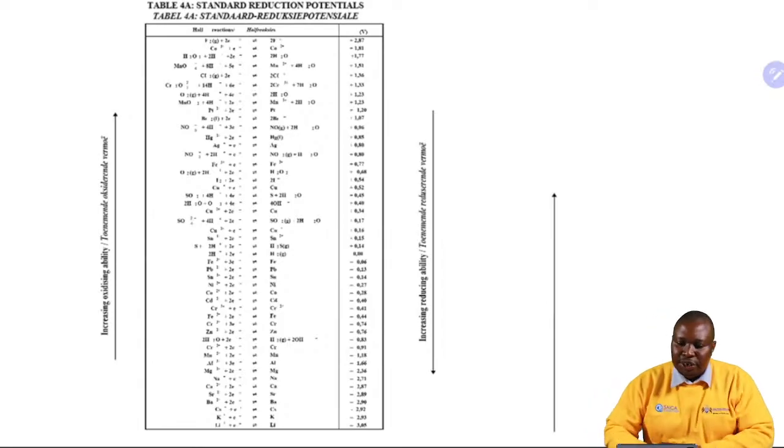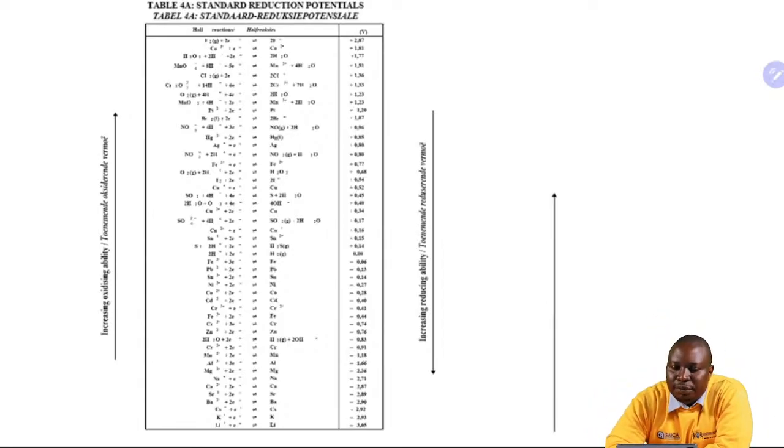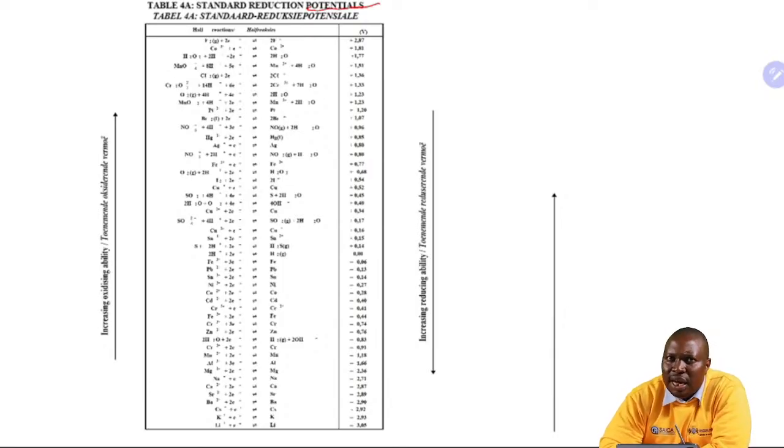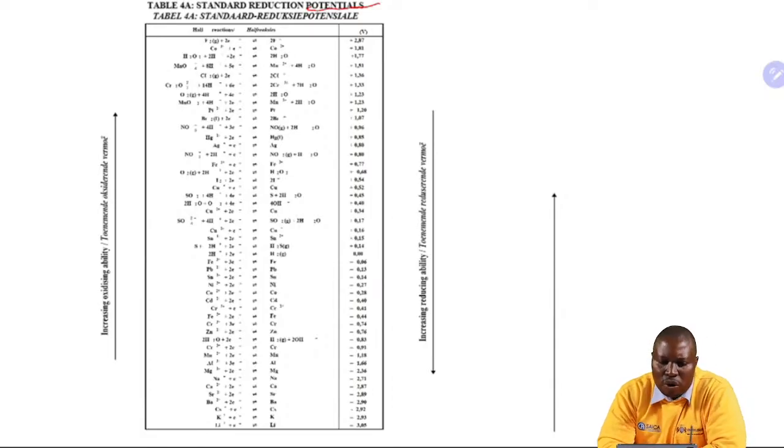Now, here's our table, table 4A. So if you can look at table 4A, as I indicated, this is how you must read this table, learners. You must be able to say potential is the ability, reduction is gaining of electrons. So you know that this table is the table of gaining electrons under standard conditions. We talked about standard conditions. We said temperature is 25 degrees Celsius. We said initial concentration is 1 mole per cubic decimeter. And then lastly, we said pressure is 101.3 kilopascals or 1 atm.